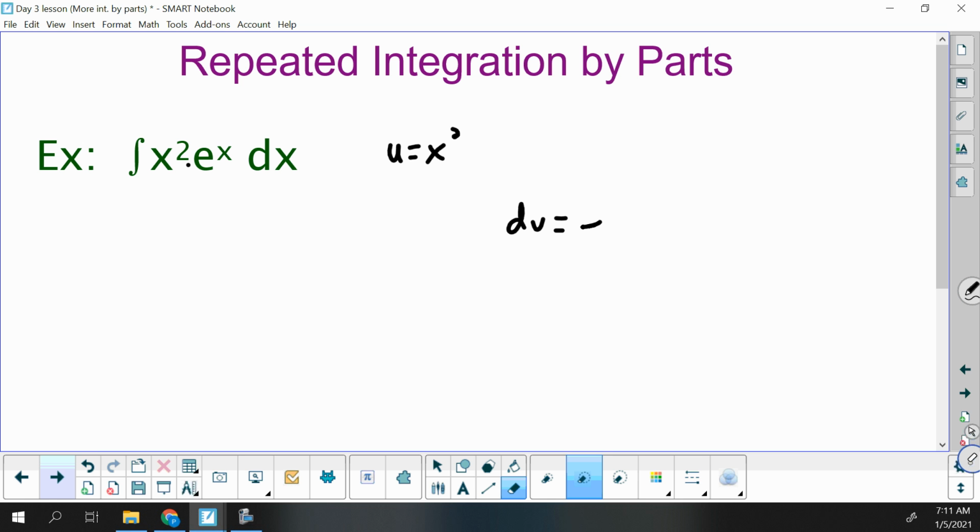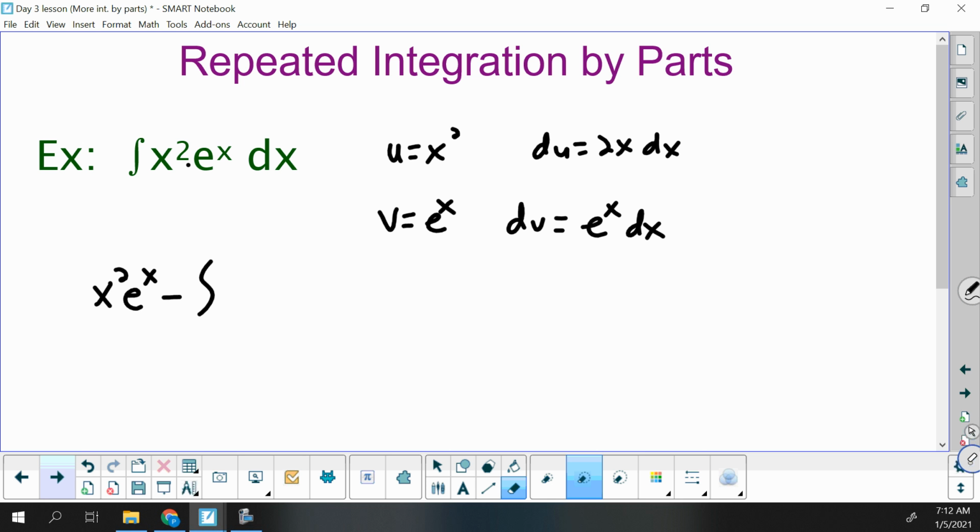So our dv would be e to the x dx. U's derivative du would be 2x dx. And e to the x's antiderivative for v is just e to the x. So we'll do our uv minus the integral of v du. So uv is just going to give us x squared e to the x minus our integral of v du. We'll have e to the x times 2x. So that's minus the integral of 2x e to the x, and we have our dx as well.